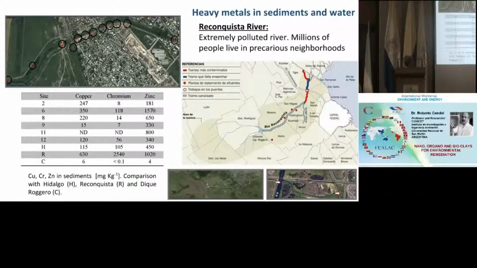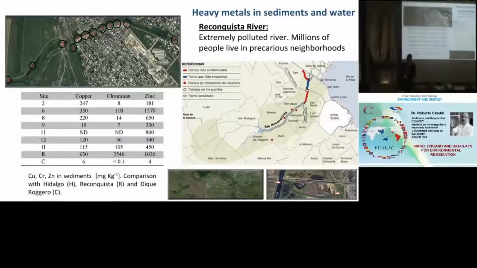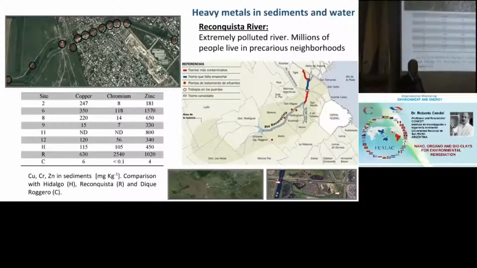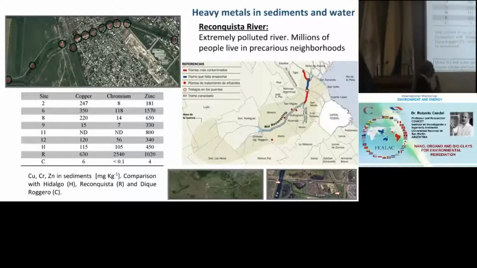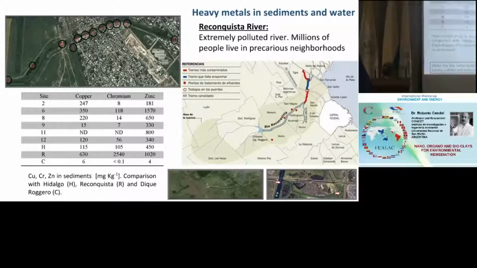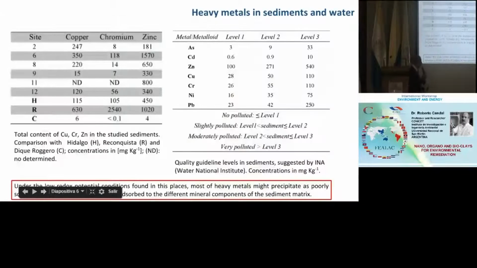This is the Reconquista River. This is the collection. Look at the chrome amount here. It is impressive, and it is because of the tannery industry in the country. This was located more than 100 years ago, dropping chrome into the waters. Nowadays they don't do it so much, but this is the history of 100 years of tannery industries there. And these are the guidelines proposed by the National Institute of Waters, which are very far under what we determined in those sediments in that area.